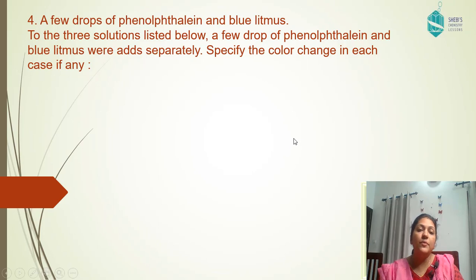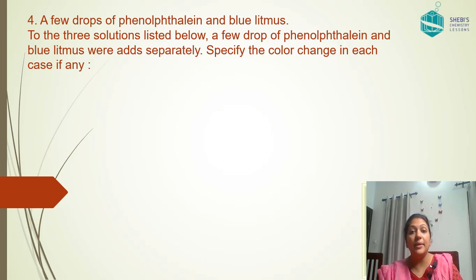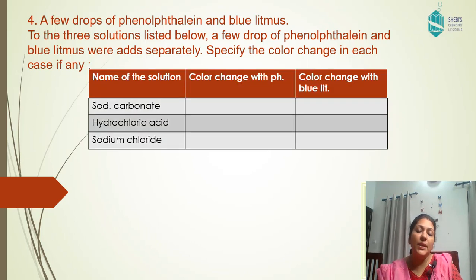A few drops of phenolphthalein and blue litmus were added separately to three solutions. Specify the color change in each case, if any. Phenolphthalein is added to three solutions, and also blue litmus solution is added to three different solutions. What is the color change observed?